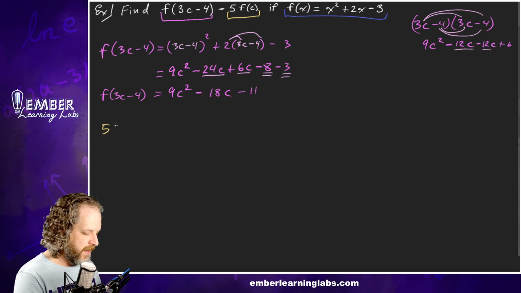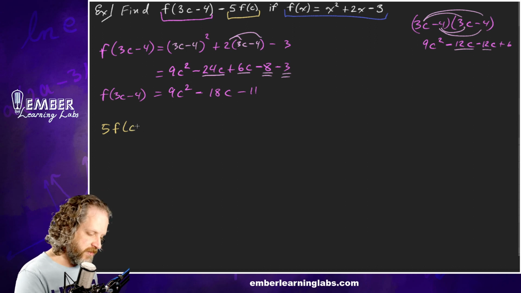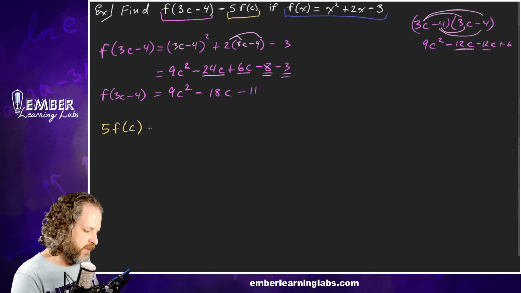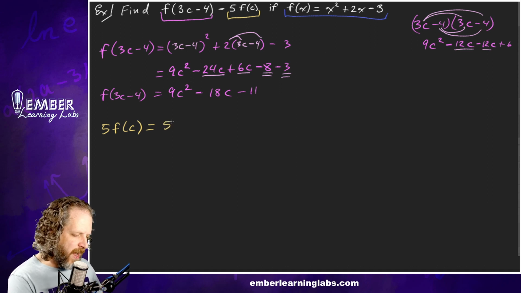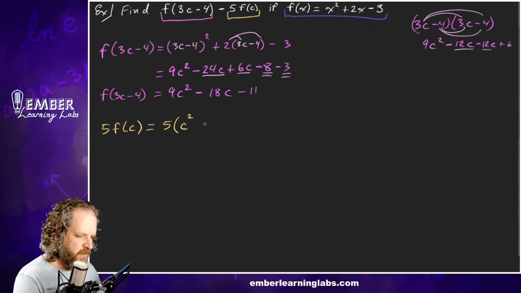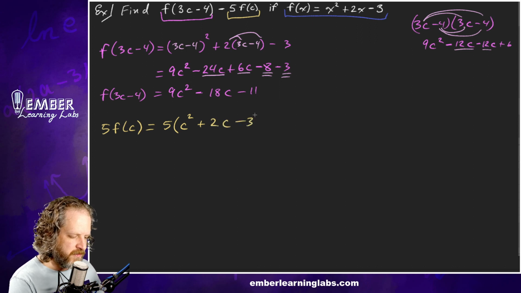So 5 f of c. We're changing our variable to a c, and we're multiplying 5 times it. So we're going to multiply 5 times the whole function, replacing x with c. So this is going to be 5 times this whole thing, but with c in for x, squared plus 2 times c minus 3. Now, you can see what we're going to do, right?